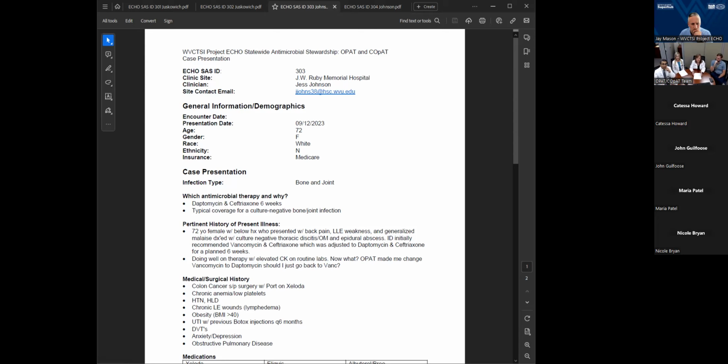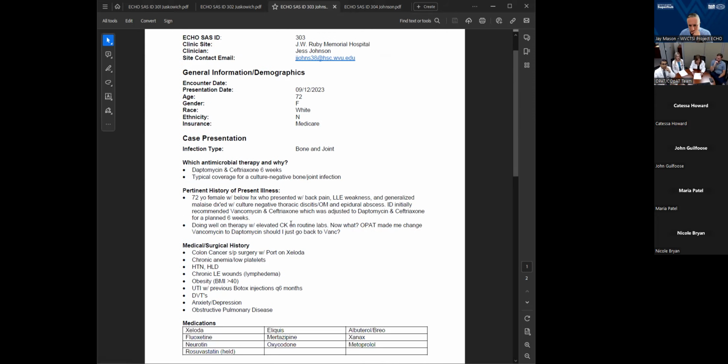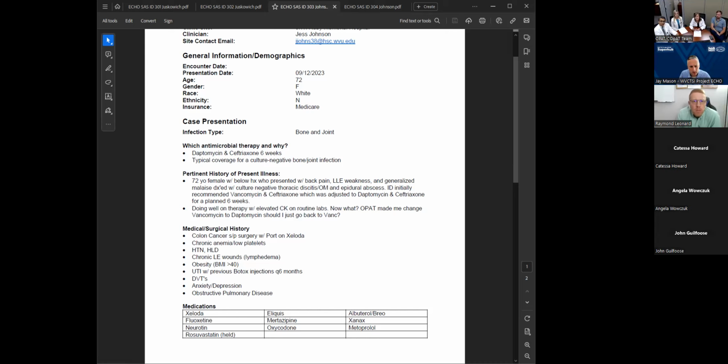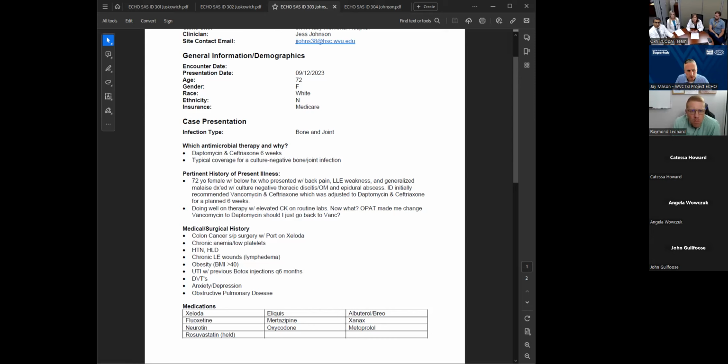So this patient, going down our case presentation, is a 72-year-old female. The infection type was bone and joint, and proposed antibiotics were dapto and ceftriaxone. Her brief history was that she had come in with some back pain, left lower extremity weakness, just not feeling well. She had been transferred into Ruby from an outside facility and was diagnosed with thoracic discitis, osteomyelitis, and an epidural abscess.